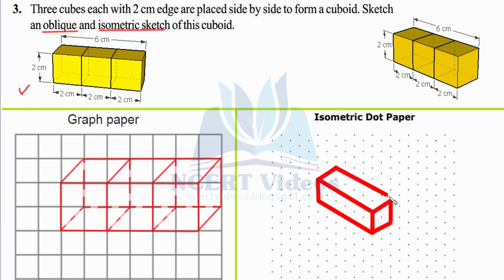So we have created it, but it looks like a complete cuboid, and we have to show that it is constructed with the help of 3 cubes. So we will do the same. Again here, creating a partition for the 3rd cube makes it visual. So that makes our isometric sketch using isometric dot paper. With this, we constructed the oblique and isometric sketch of the given joined cubes. So that is your 3rd.